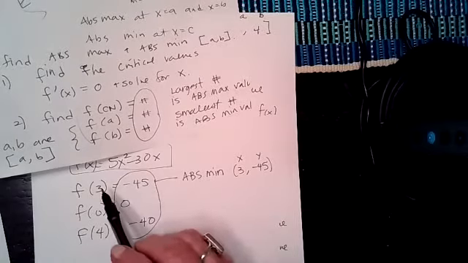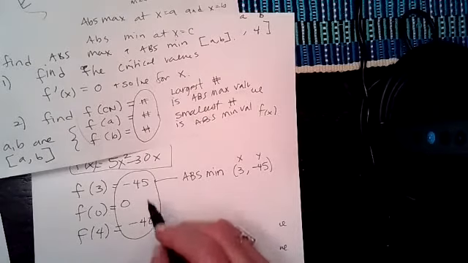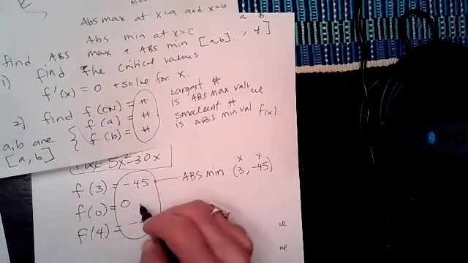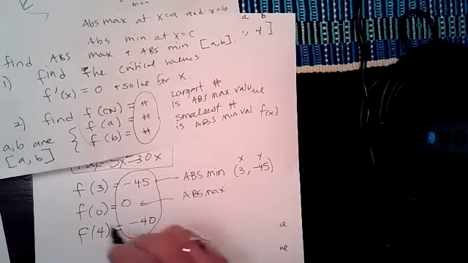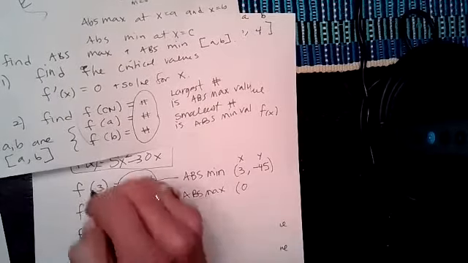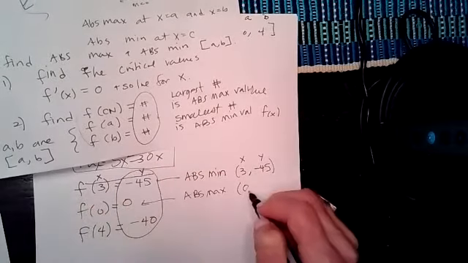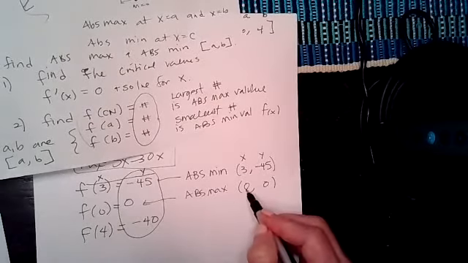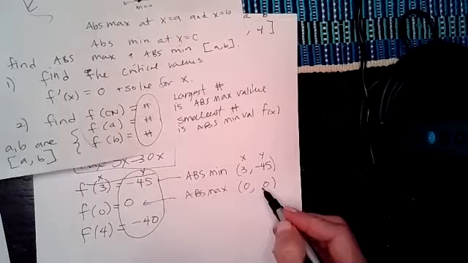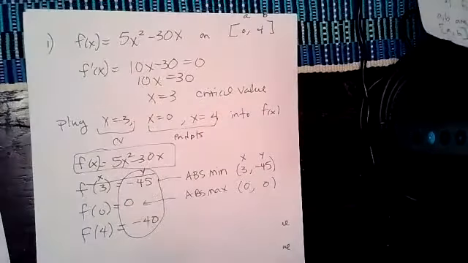So when I plug in 3, my graph jumps down to -45. And then I have 0 and I have -40. So the largest outcome is 0. So that's my absolute maximum. My x is 0. What I plug in is always your x, and this is your y. So I plug in 0 and I get 0. So I have an absolute maximum when x is equal to 0, and the absolute maximum value is 0. And that's how you do those. And so we're just going to do that to the next few problems.